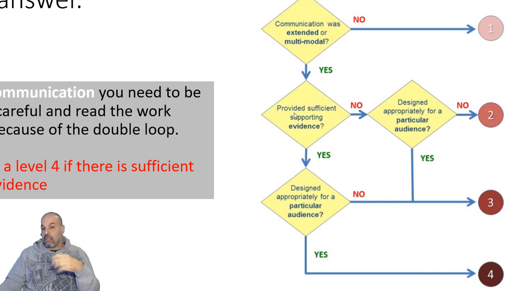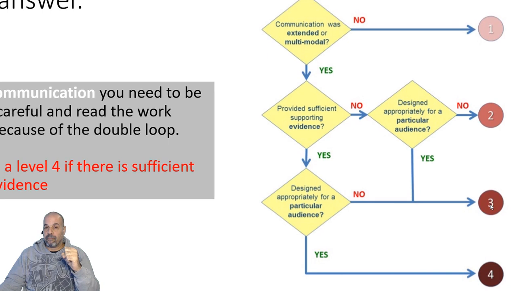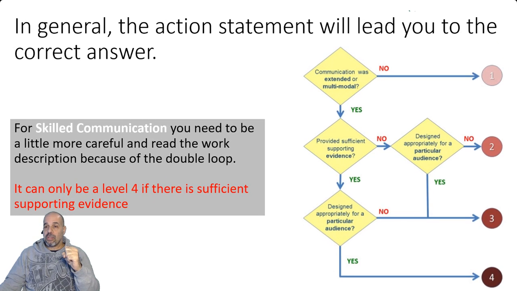If they've provided sufficient evidence, but they haven't designed for a particular audience, then they will go to a level 3. So they can get to a level 3 whether they design something for a particular audience or not, but that will depend on if they've given supporting evidence of their work. And this is the one where you need to be really careful of.